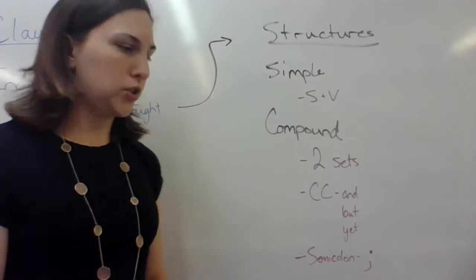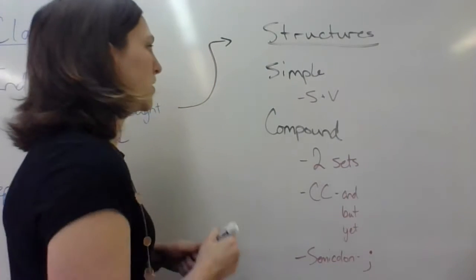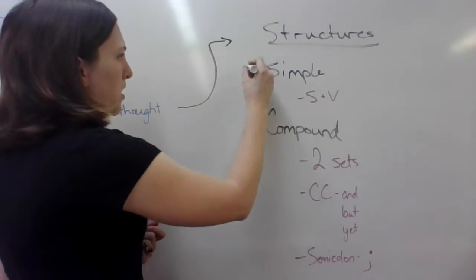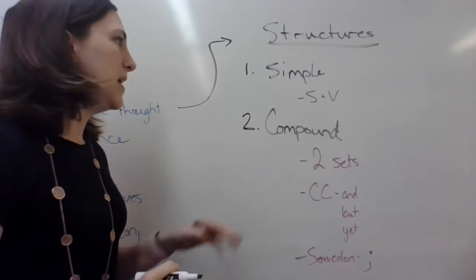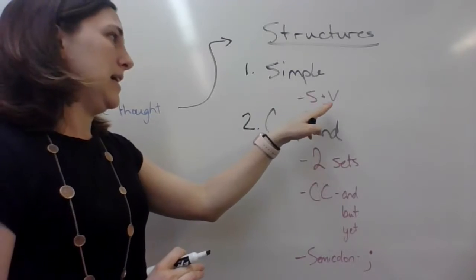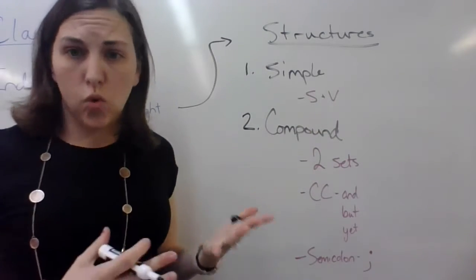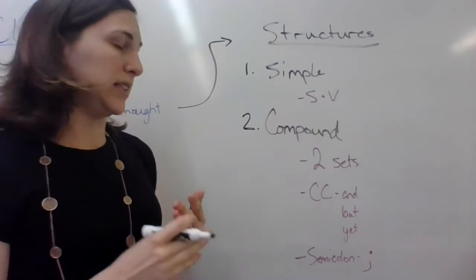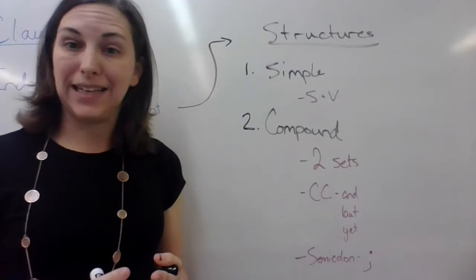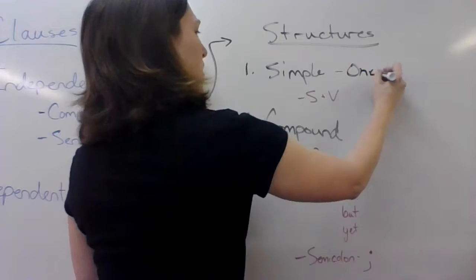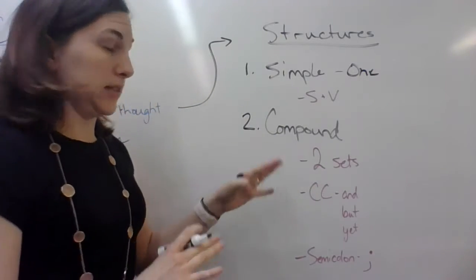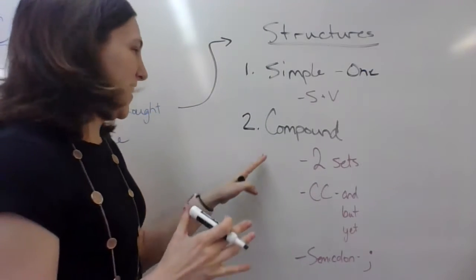All right, so the first two structures are simple and compound. First two sentence structures, okay? A simple sentence is, that's what it is. It's just one sentence with one set of subjects and verbs, one idea, one thought. Okay? That should be the easiest. Okay, that's why it's called simple.